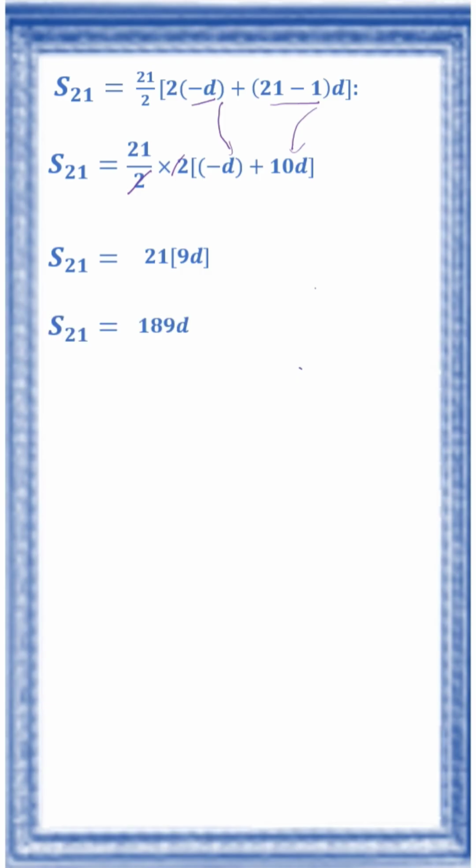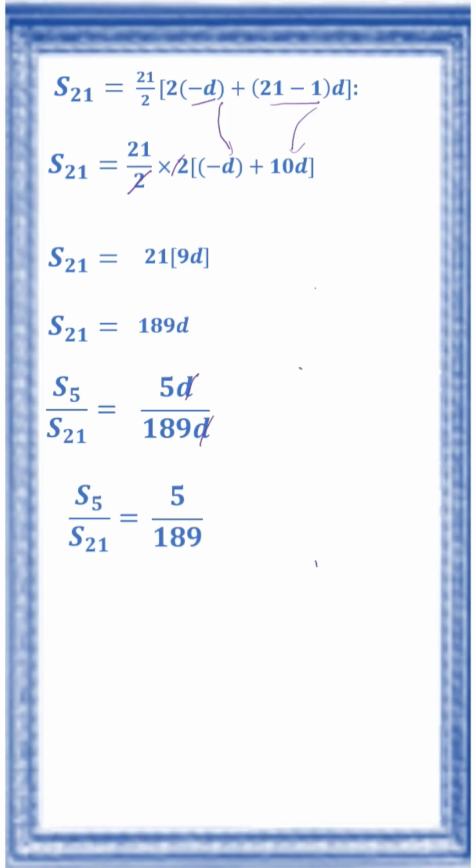If we multiply 21 into 9, we get 189D. So now let us find S5 is to S21. S5 is 5D, S21 is 189D. Here D and D get cancelled. So now we have 5 by 189. This is the answer.